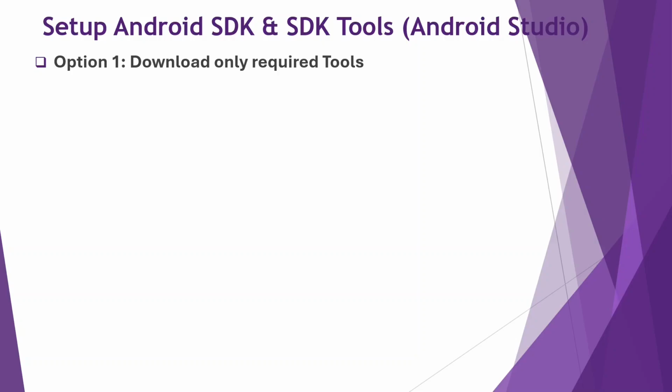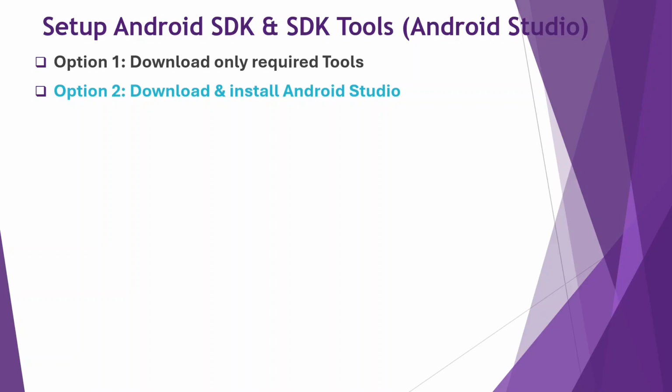download, or set up, Android SDK and SDK tools. So there are two options. The first option is you can simply download only the required tools for your Android automation. And another method is you can download and install Android Studio.